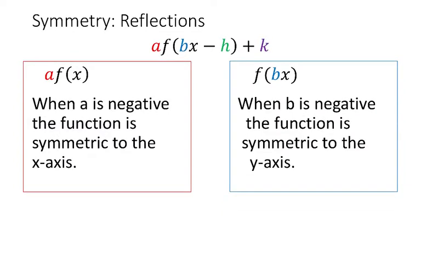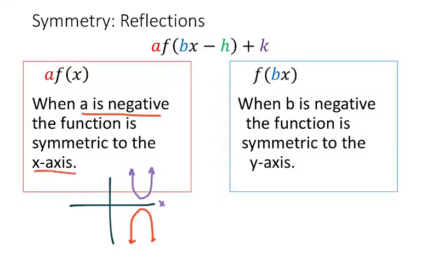So if you take a look at A, when A is negative, the function is actually symmetric to the x-axis. So just thinking about how that works, if we have an original equation here, if we're going to be symmetric to the x-axis, that's this one here, you're going to have this reflection down here. Okay, and so again, when A is negative, it's the x-axis that you're going to reflect across.